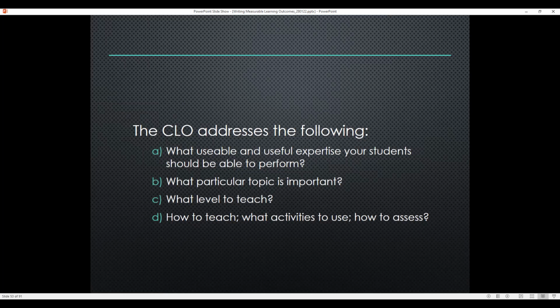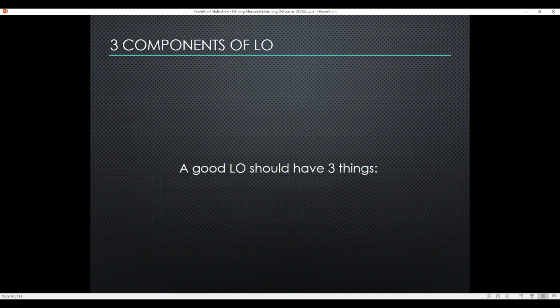What level to teach? Like I mentioned just now, it really depends. Diploma, degree, first year. If it's the first year, then you might need to lower the level a little bit. But if it's a third year degree, then it has to be a higher level. And of course, knowing all this will drive you to how to teach, which will be the second stage of OBE.